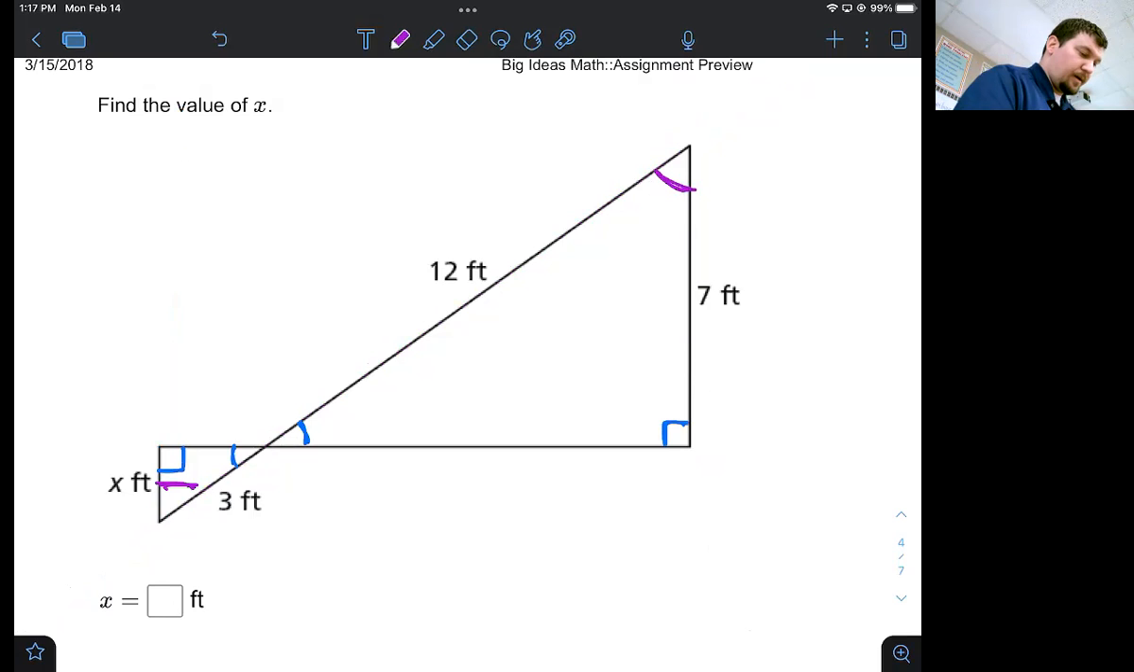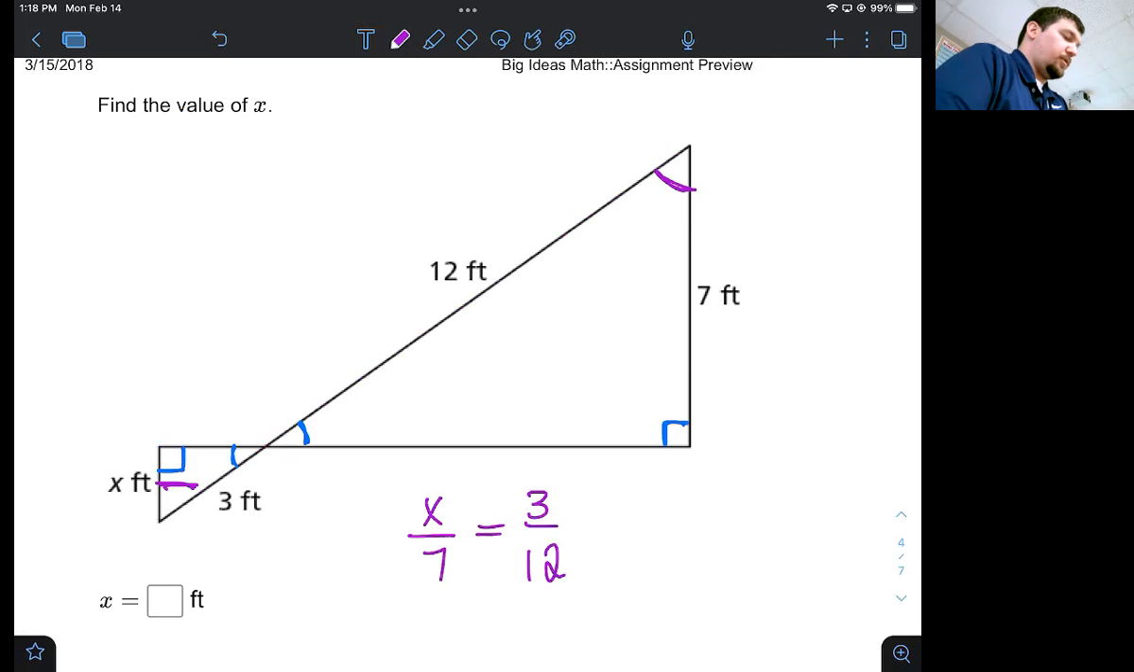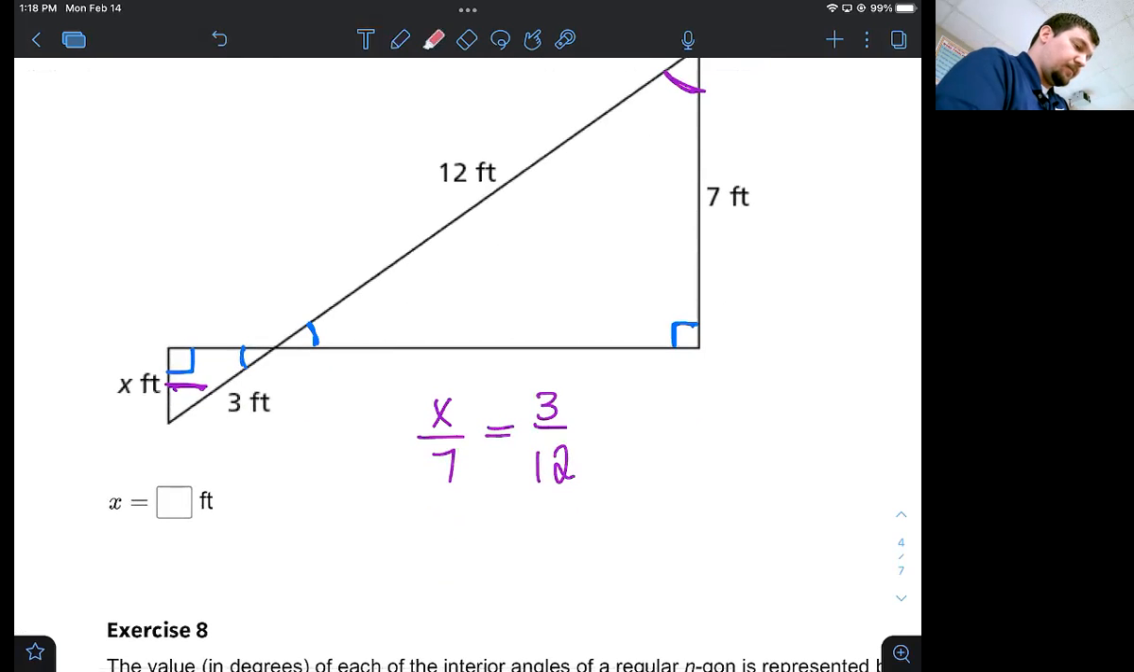So X corresponds to the 12-foot or 7-foot side? Jimmy? The 7-foot side. So X over 7, go back to the small triangle, is the same as 3 over 12. Use cross products. 12x equals 21.